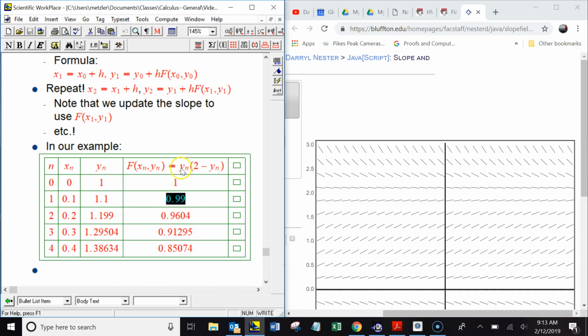This is crucial. This is going to have a slightly lesser slope in this case. 1.1 times 2 minus 1.1 turns out to be 0.99. And so if we follow that slope, we're going to take 1.1 plus 0.1 times 0.99 and get this guy. Let me just write that out one time. I don't want to bore you with the arithmetic, but we're going to take 1.1 plus 0.1 times 0.99. And when we calculate that, we get 1.199.